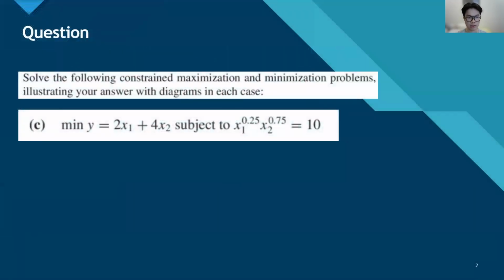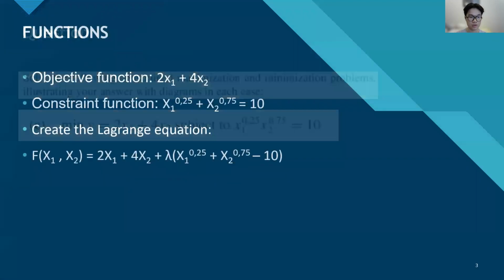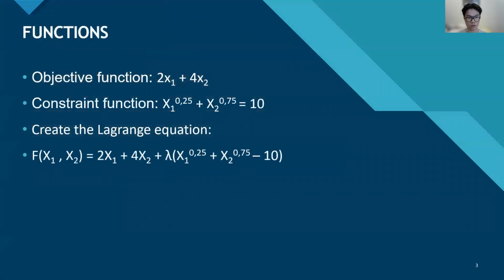So here's my question. In this case, I'm asked to minimize the equation y = x1 + 4x2, subject to x1^0.25 times x2^0.75 = 10. All right, so first thing that we're going to do is determine which one is the objective function and the constraint function. In this case, the objective function is the function y, and the constraint function is the other one.